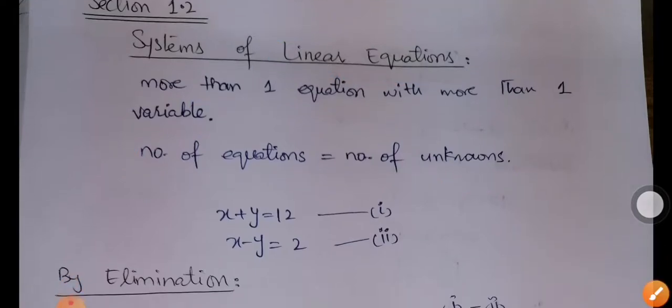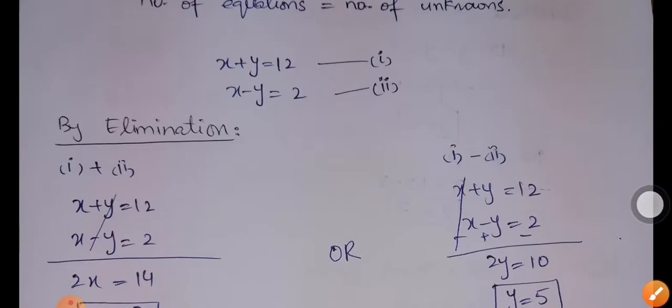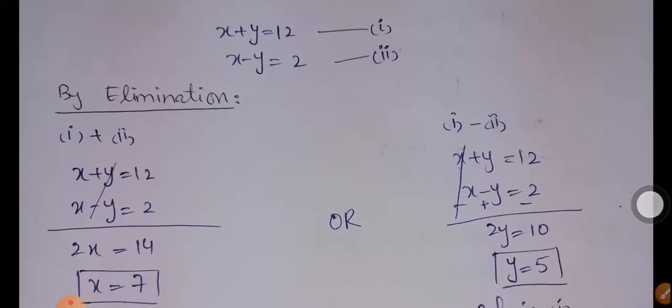So here is an example: x plus y is equal to 12 and x minus y is equal to 2. Let me name the equations equation 1 and equation 2. Now there are two methods to solve such systems: elimination and substitution. The system of linear equations is also named simultaneous equations, and we may say the equations are to be solved simultaneously. So here we have the first method, elimination. We will discuss both methods, and you may apply the method you like or think is easier.